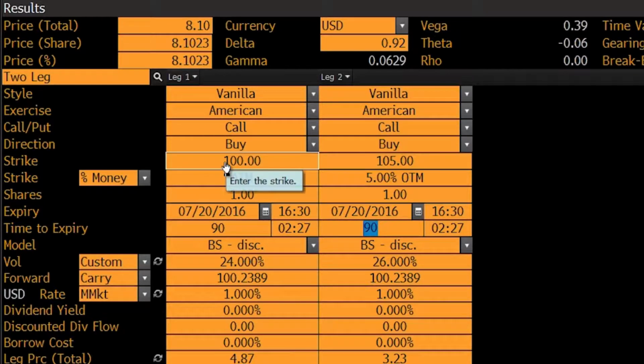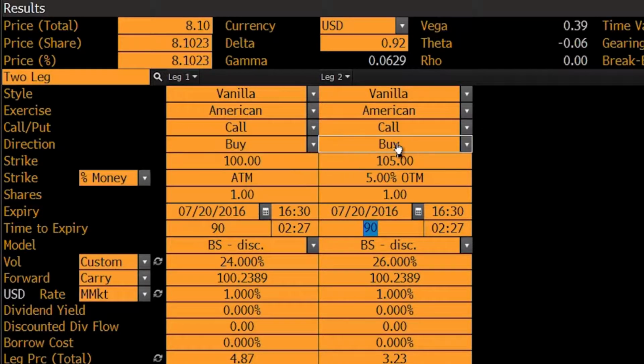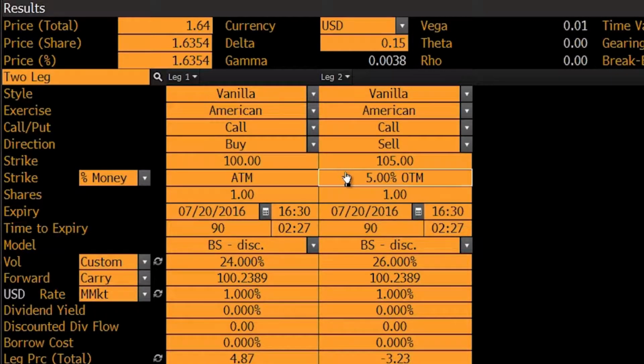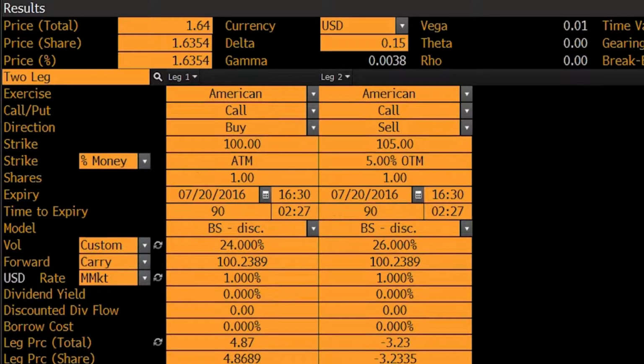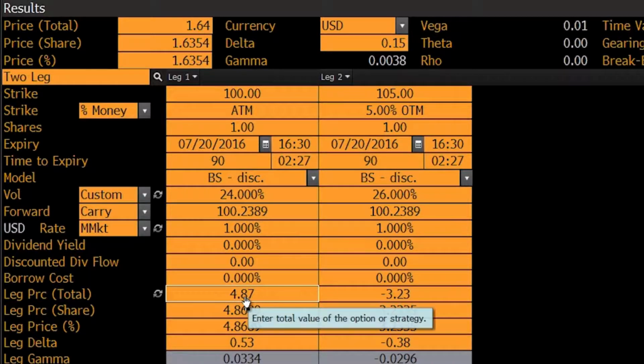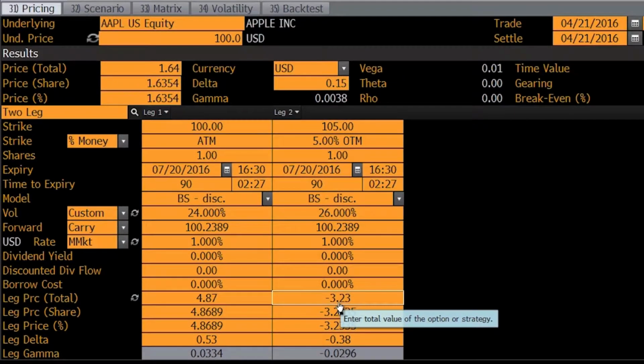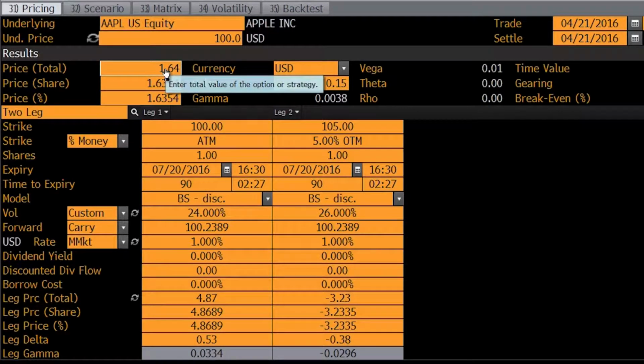Okay. Question part A. Explain how the options are combined in this bullish call spread. Well, to make a bullish call spread, you buy the lower call, but you help finance yourself by selling the higher call. So we now have a bullish call spread. What is the cost of the strategy? Well, this call I bought at a price of 4.87. This call I sold at a price of 3.23. So my cost is 4.87 subtract 3.23, which is a cost of 1.64. That's the cost of my strategy.